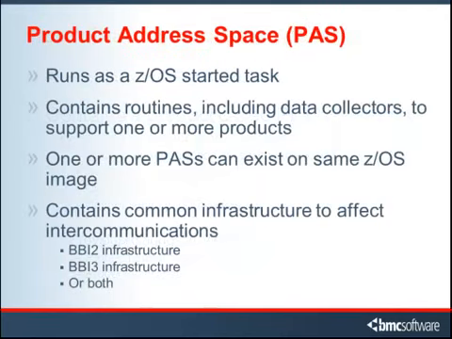The product address space, or PAS, runs as a started task, and it contains routines, including data collectors, to support one or more MainView products. One or more PAS address spaces can exist on the same z/OS image. This is determined by the product set and customer options. The PAS contains common infrastructure to affect intercommunications that can include the BBI2 infrastructure, also known as full screen, the BBI3 infrastructure, also known as Windows or MVI, and some PASs contain infrastructure for both full screen and Windows.